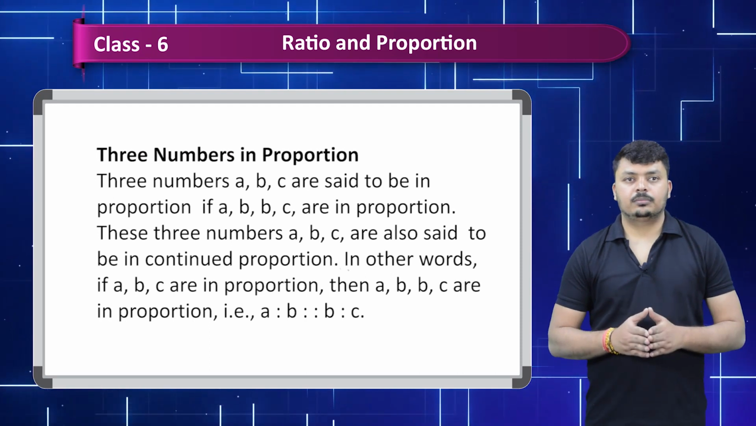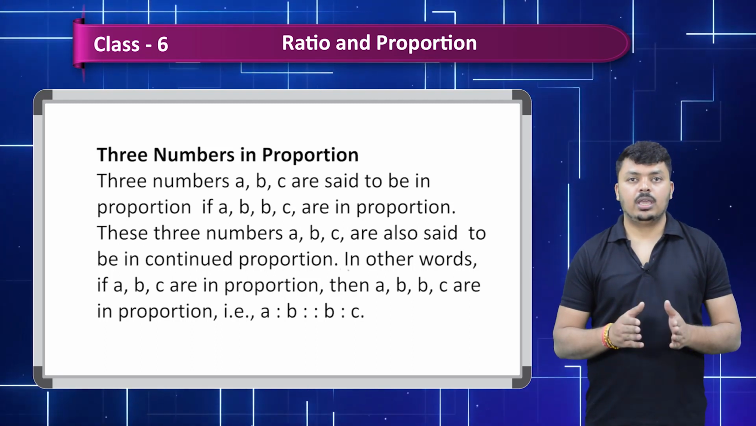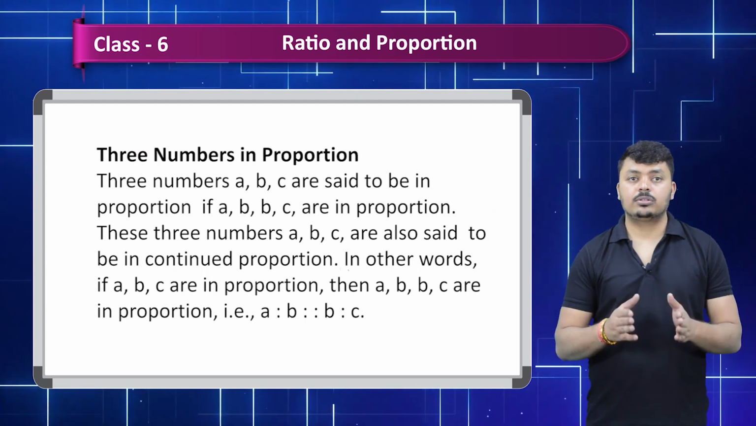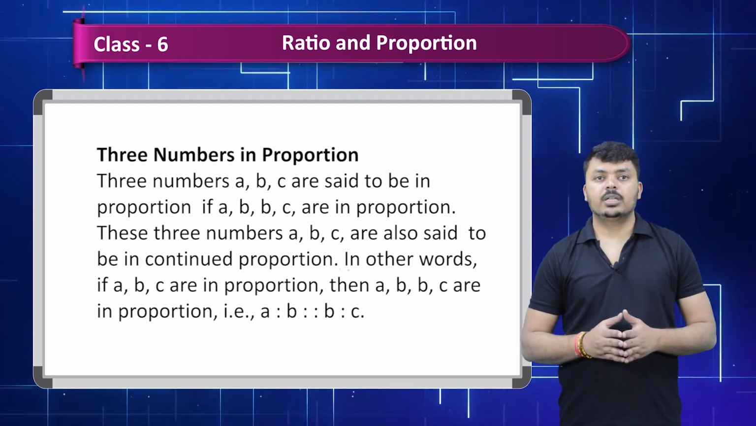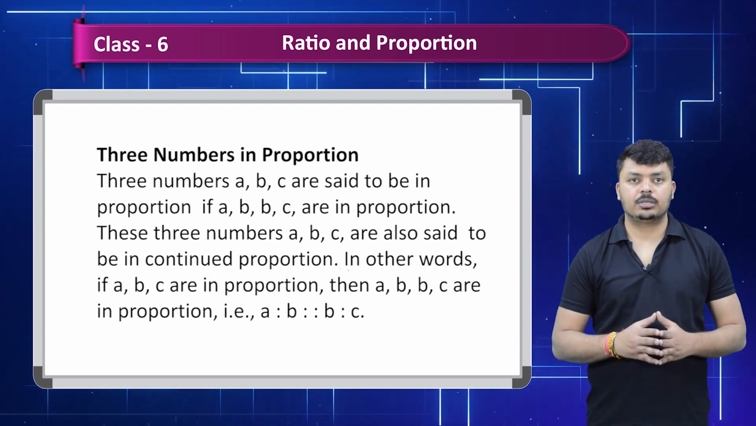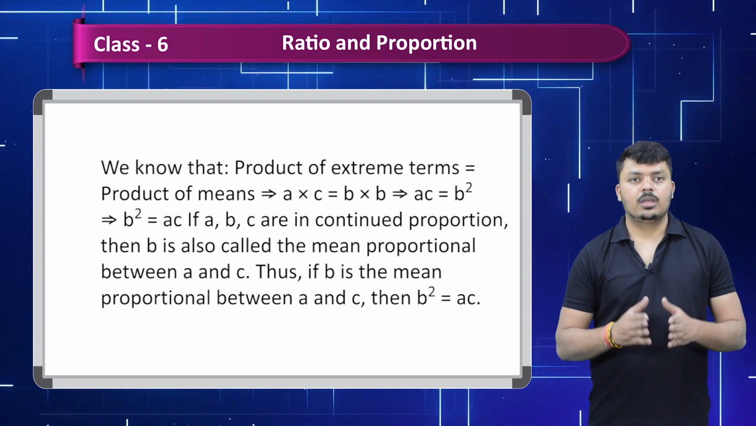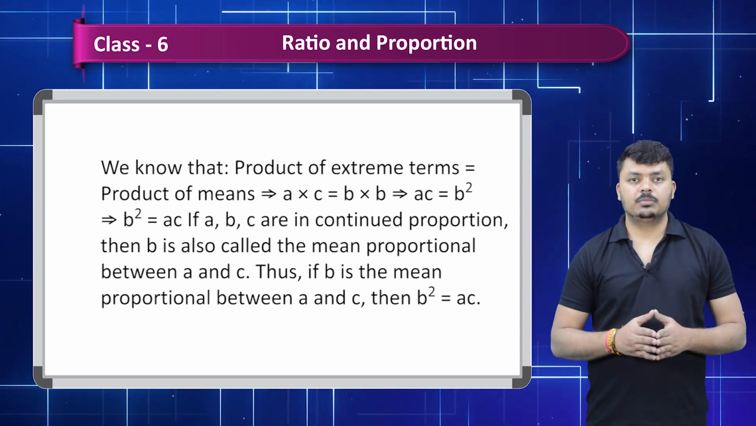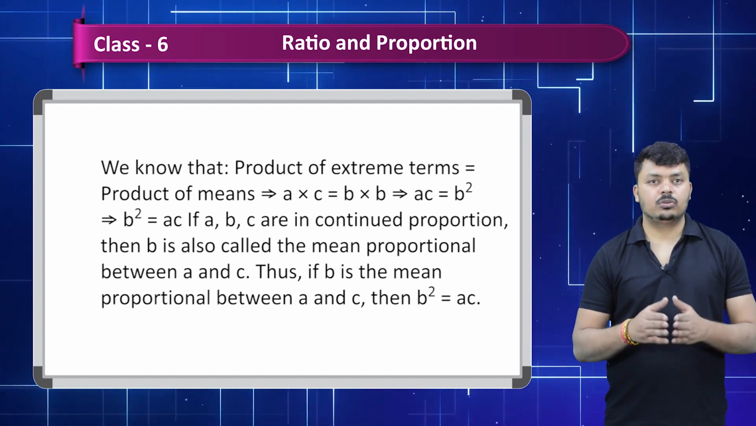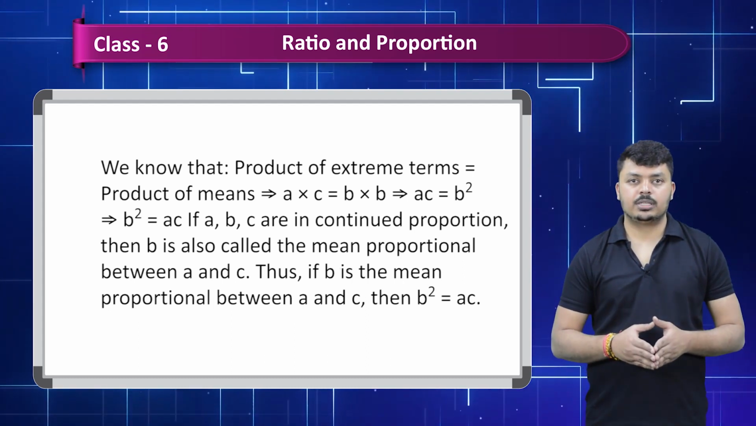Three numbers in proportion. Three numbers A, B, C are said to be in proportion if A, B, B, C are in proportion. These three numbers A, B, C are also said to be in continued proportion. In other words, if A, B, C are in proportion, then A, B, B, C are in proportion. That is, A is to B in proportion to B is to C. We know that product of extreme terms equals product of means, so A into C equals B into B. That is, AC equals B square, or B square equals AC.